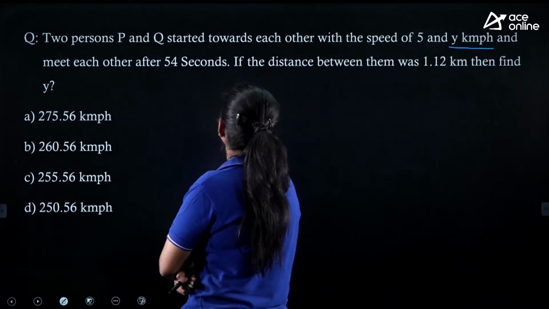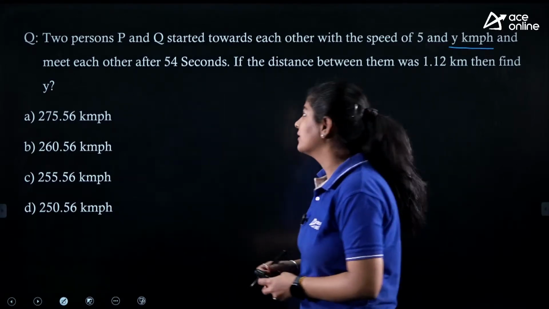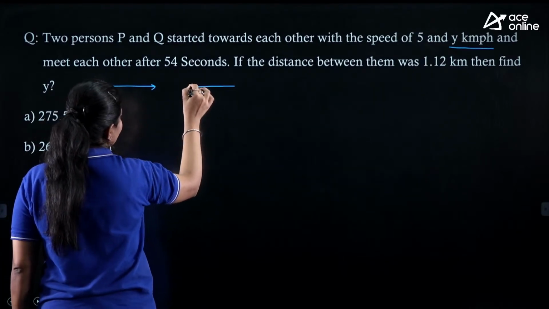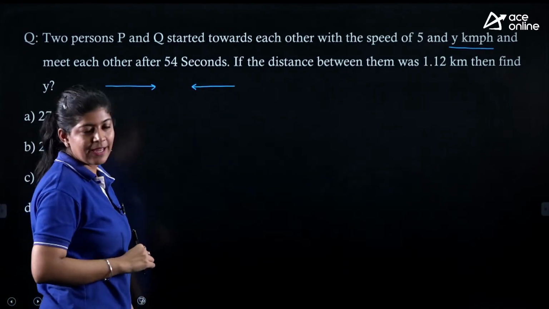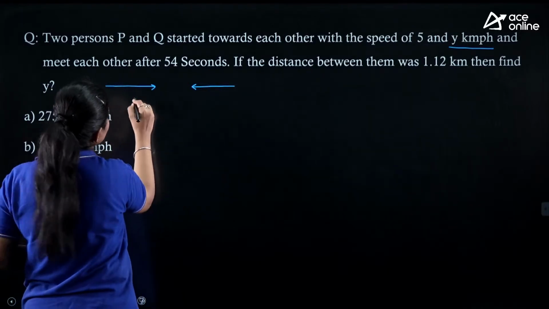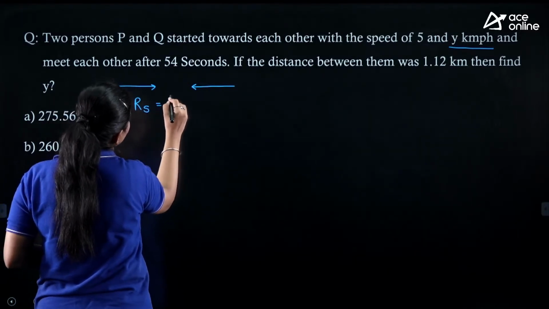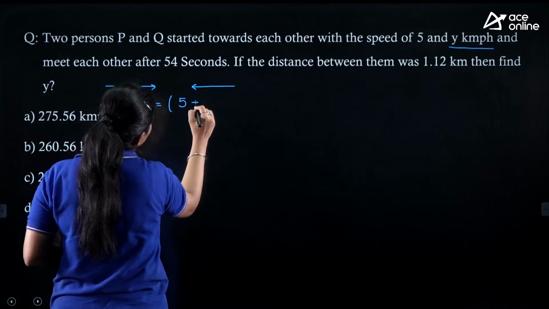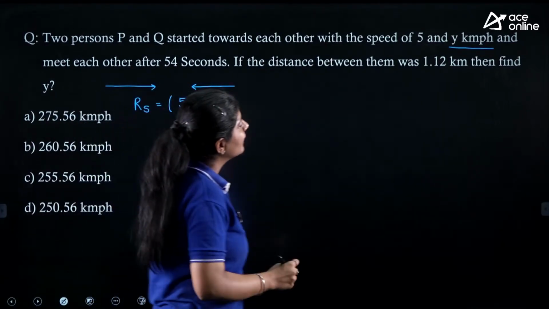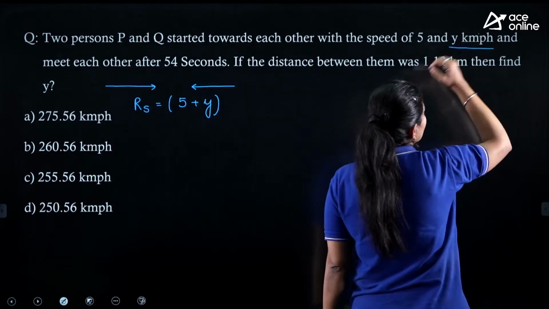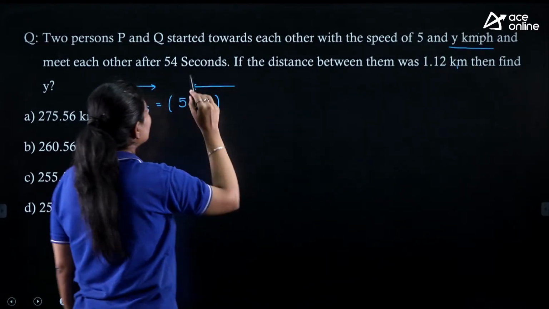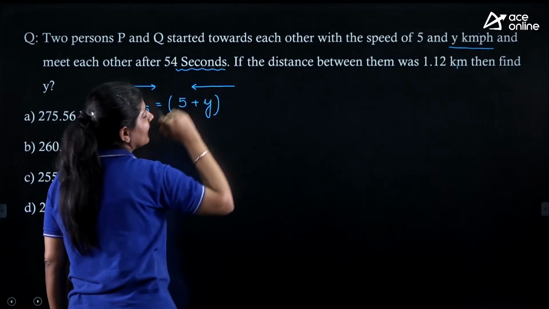As the two people are coming towards each other, that means this is the opposite direction, and we know that opposites attract each other. So the relative speed that I got over here is the first one is 5 and the other one is y, right? But if you see here, we have a few units in kilometers per hour, but the time that we have over here is in seconds, right?